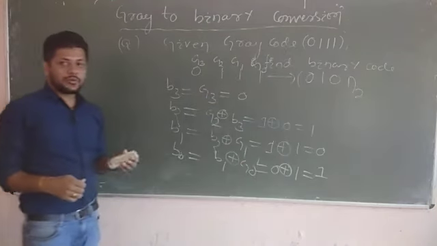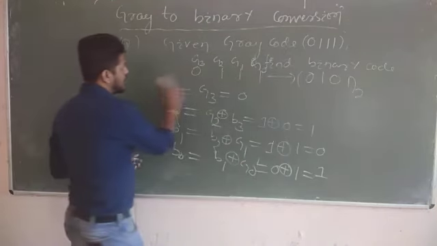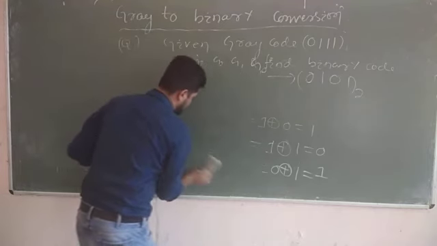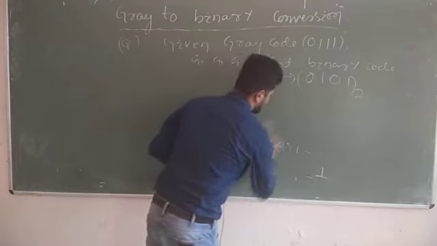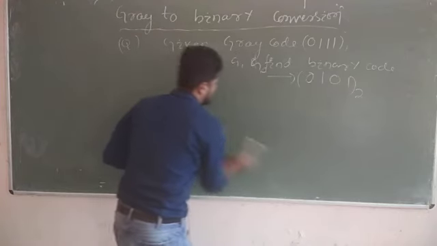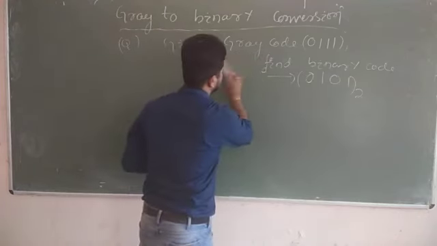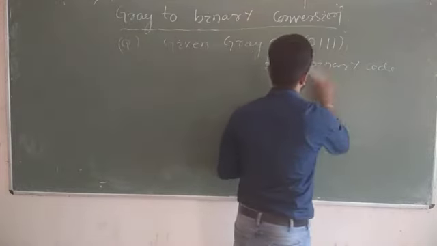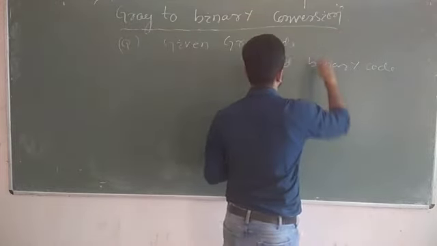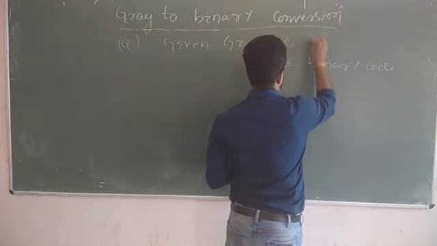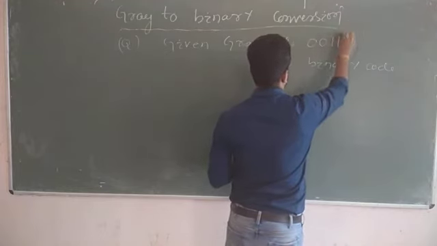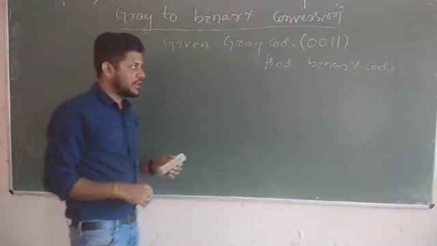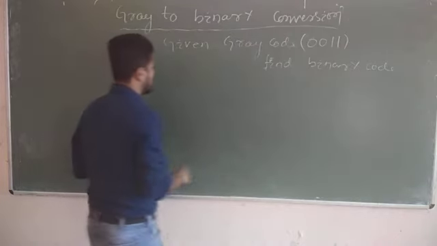I will solve one more question in order to have more clarity. Then I will give you some homework questions. This is very easy. You just need to do some practice. So the question is, given gray code 0 0 1 1, find the corresponding binary code. So 0 0 1 1 is the given gray code.